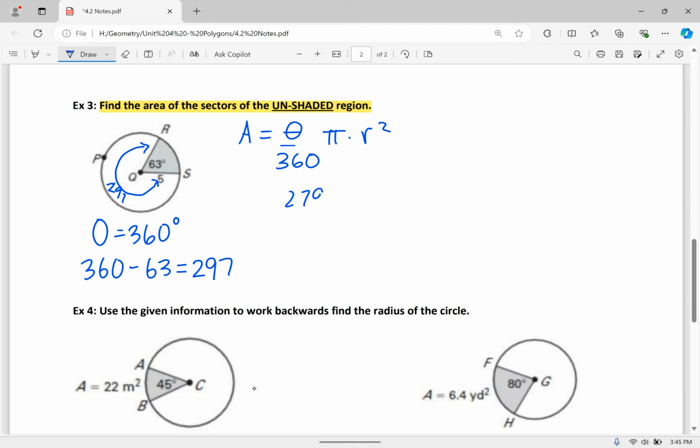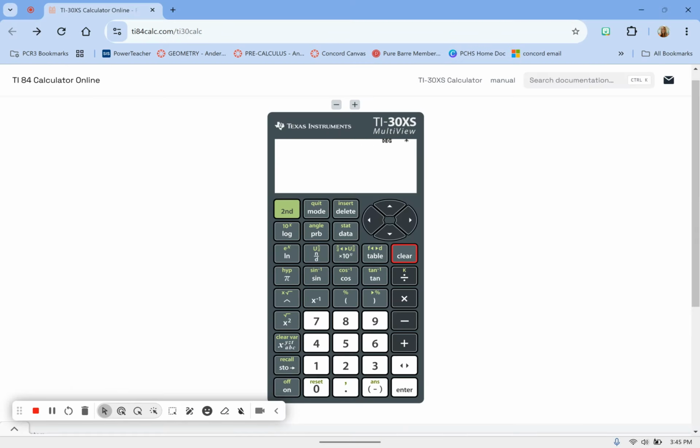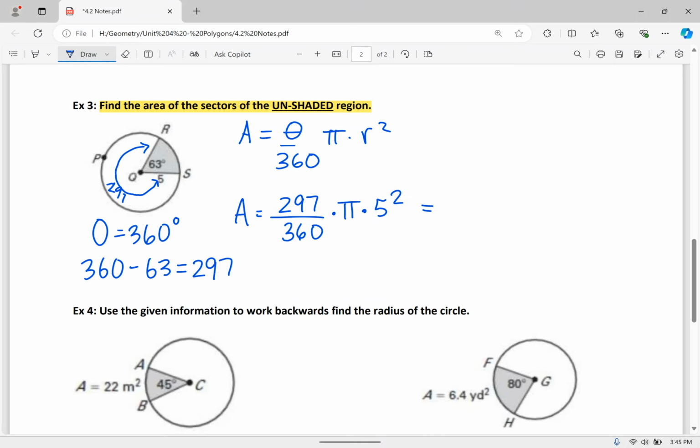We can take 297 and plug it into the formula: 297 over 360 times pi times the radius, which is 5 squared. Plug that all into your calculator. Again, I'll show you that again. We had 297 divided by 360 times pi times the radius, which was 5, and we always square it. And that will give us a value of 64.8.